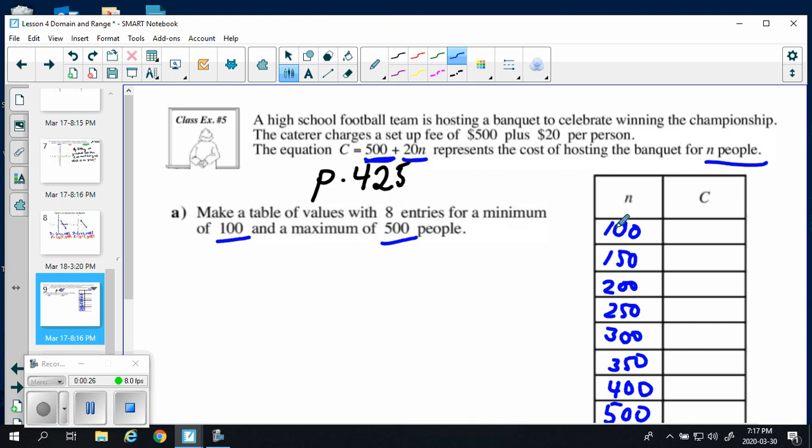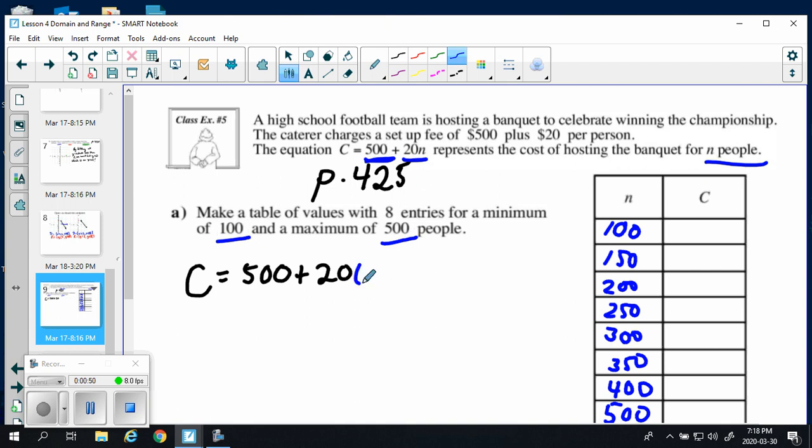So I started to fill in the minimum of 100, the maximum of 500, and then I tried to choose about even intervals in between. And it didn't work out perfectly near the end, but it's close enough that we are going to be able to see the trends. So those are the N values I've chosen, and if I'm looking for my C values, then what I'll need to do is fill in the value for N.